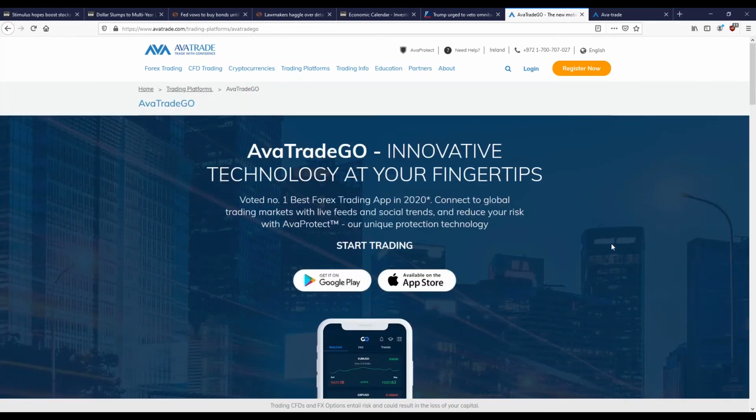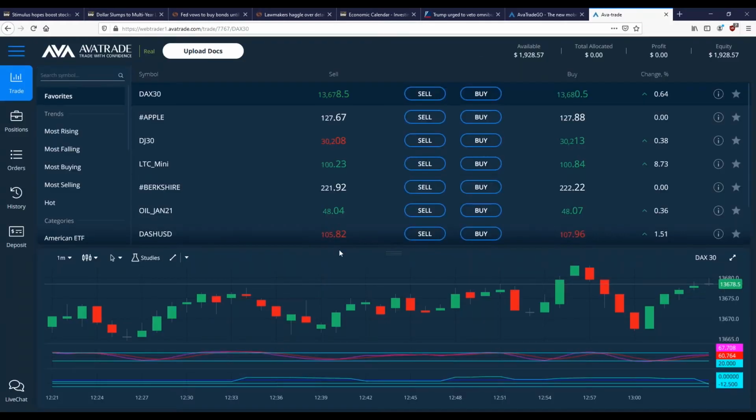So very nice features, easy to use, especially if you're a beginner. It makes it very simple to understand your exposure and your potential profits, and to set up pending orders as well, which is easier with the WebTrader platform and the AvaTrade Go app. So if we wanted to use the app, you download it by using these links from your app store. If you want to use the WebTrader platform, you just click log in here, and that'll take you to this platform, which is our WebTrader.